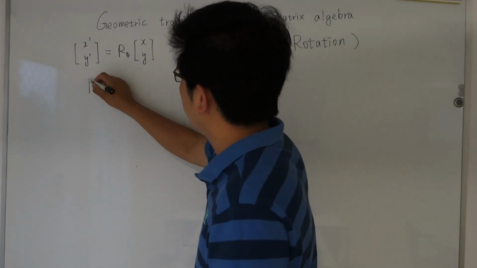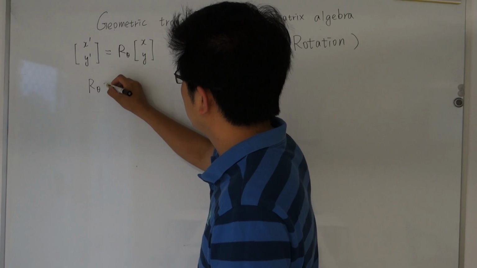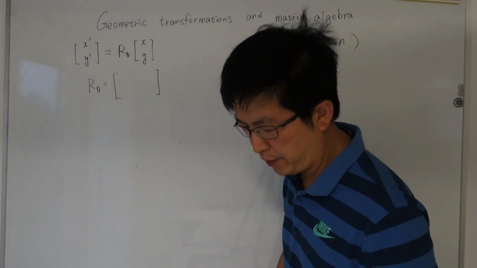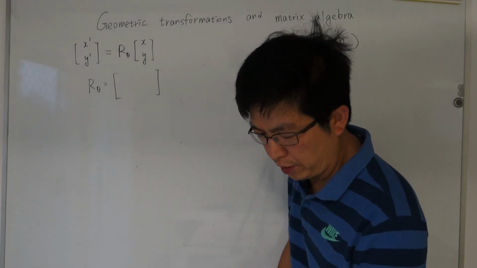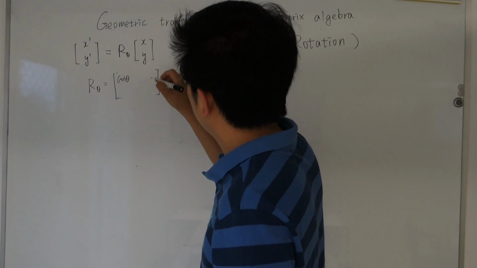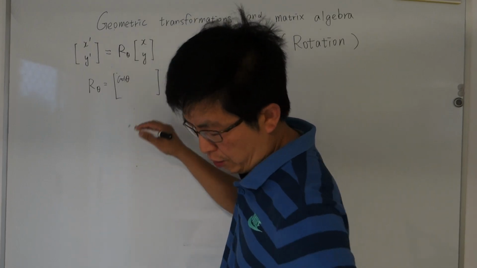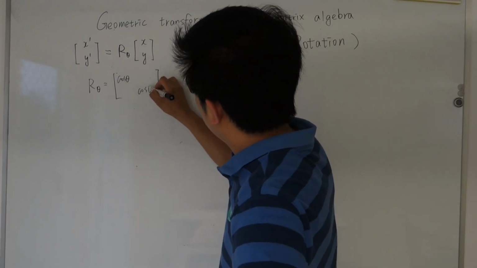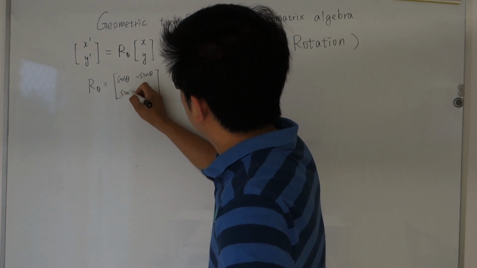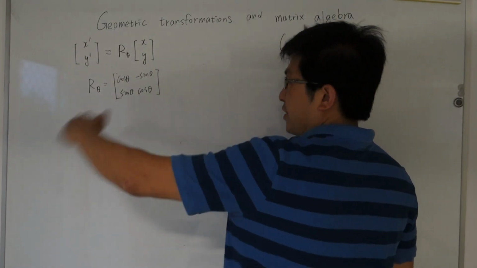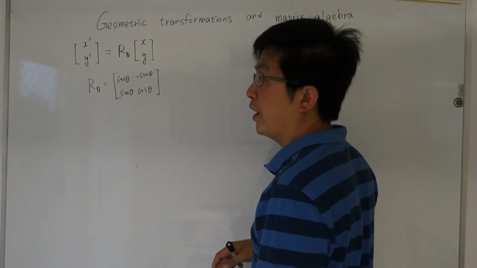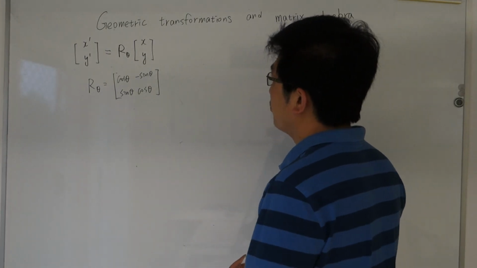Okay? And the definition of a rotation matrix is this one, you need to memorize. Okay? Rotation matrix is cosine theta, and here is cosine theta, here is negative sine theta, here is sine theta. Cosine, sine, negative. Okay, that's the rotation matrix.